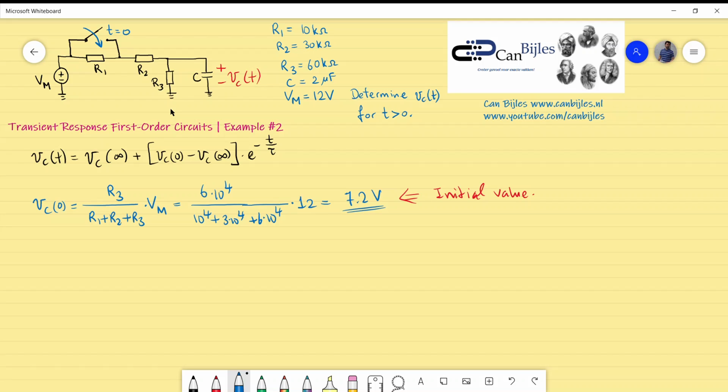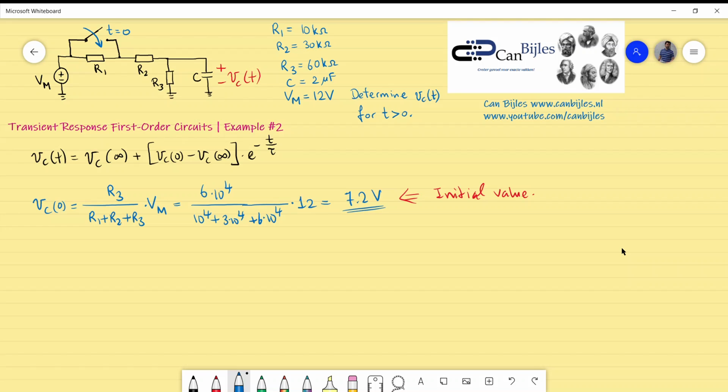Okay, now then the change will be made. The switch closes at time equals 0. R1 will be short-circuited. That's very clear to see. So R1 will be short-circuited, and what you get is a new circuit without R1. So you get VM, R2, and then R3 parallel to C.